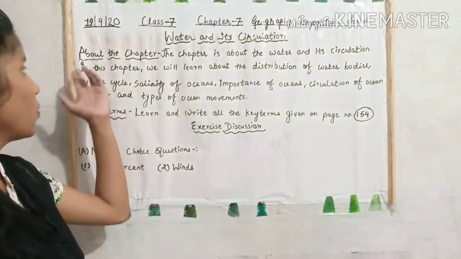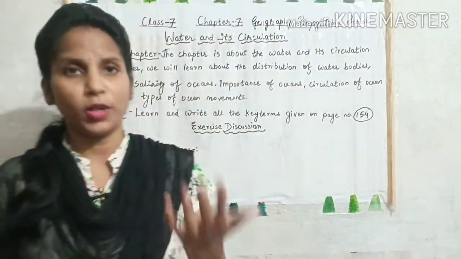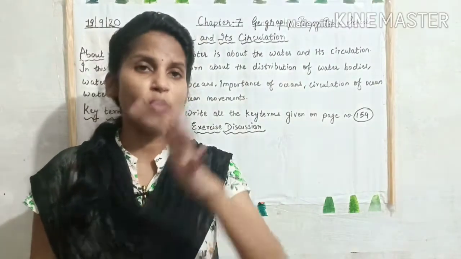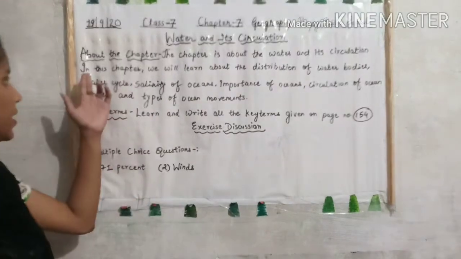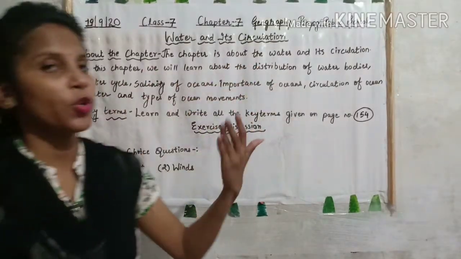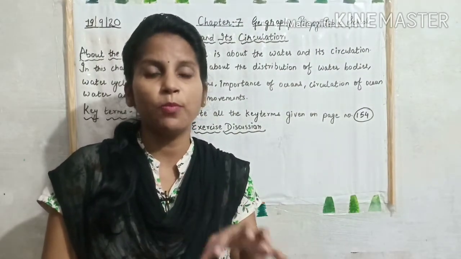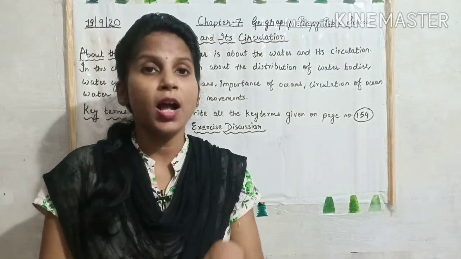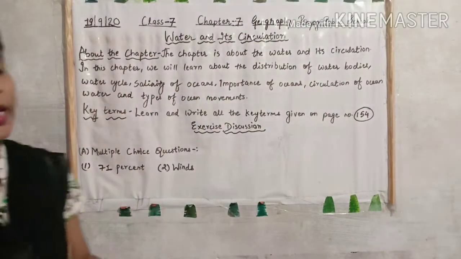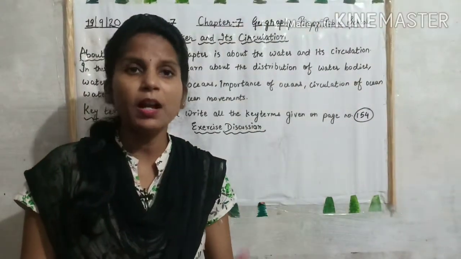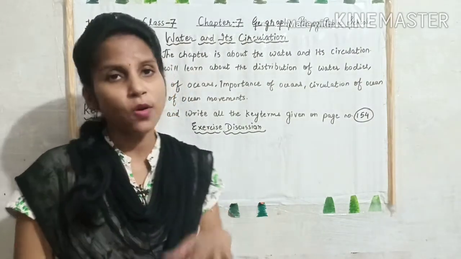Then let's look at the chapter. The chapter is about water and its circulation. In this chapter we will read about water and how it circulates in our atmosphere. We will learn about the distribution of water bodies, how water bodies like pond, ocean, sea, etc. are distributed and what their percentage is. Then the water cycle, how the water cycle takes place in the atmosphere. This we have studied in science also and in our junior classes also.